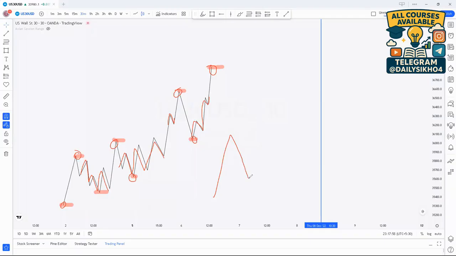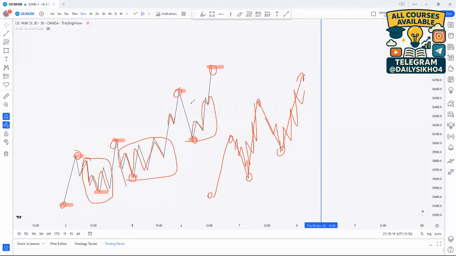So if the main structure is this, anything happening here and here will be internal structure, because that's inside the main structure. In those swing legs, this is what's happening, and that is the internal structure. Okay.